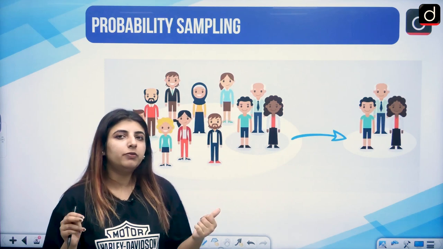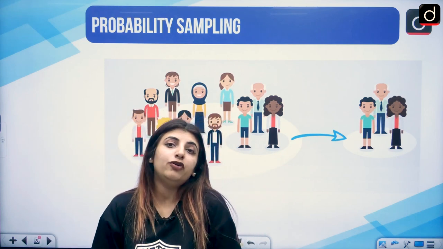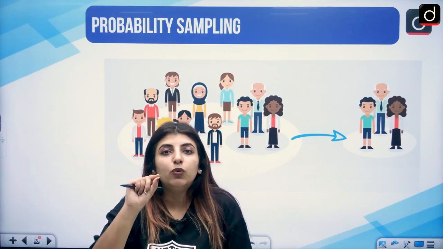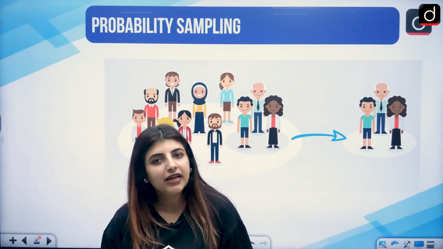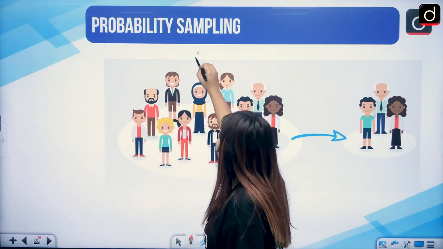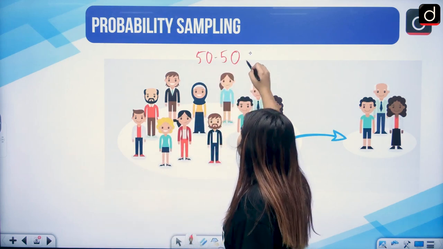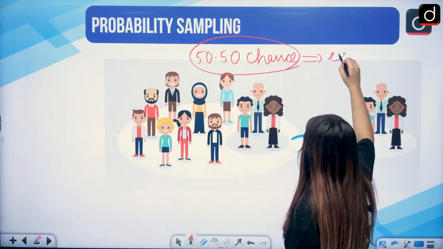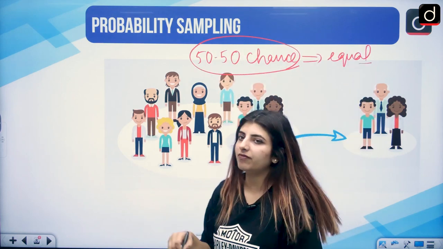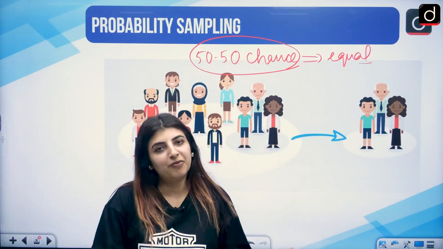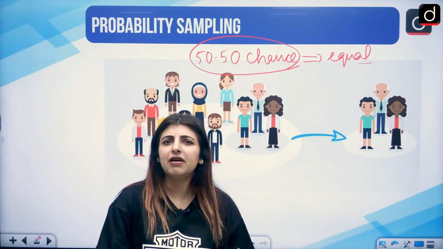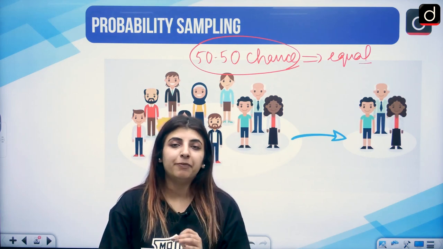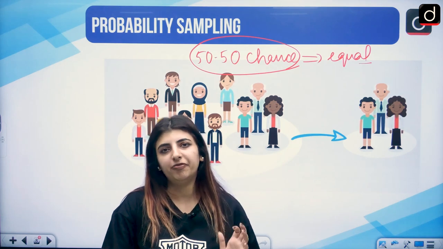Now talking about probability first, just imagine that when you flip a coin in the air, there is a probability of you getting heads or tails, correct? There is a 50-50 chance. So 50-50 chance means an equal chance is there. The same is the case with the probability sampling technique, that every member whosoever I'm going to choose for my research will have an equal chance of being selected.